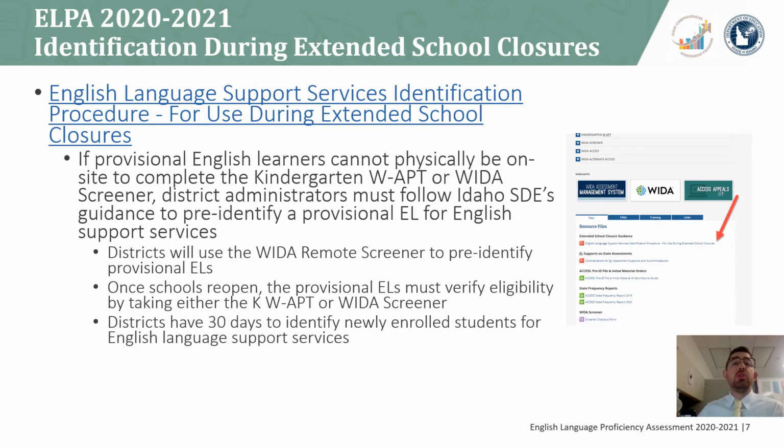This procedure should only be used when provisional English learners cannot physically be on site to complete the kindergarten WAPT or WIDA screener. The procedure utilizes the newly released WIDA remote screener as a tool to collect evidence so districts can arrive at a determination to provide or not to provide English language support services to the student prior to the completion of a formal WIDA screener. Subsequently, after the school reopens, provisional ELs must take a formal screener, either the WIDA screener or kindergarten WAPT, to verify eligibility for program services.